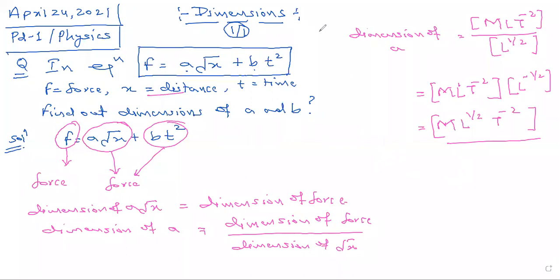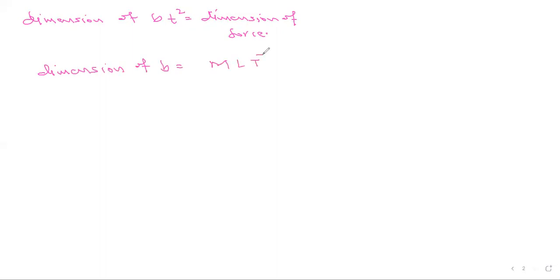Then you see dimension of, here I am drawing a separation, or we should go for another page. So the dimension of Bt square should be the dimension of force. So if I write directly, dimension of B should be mLT minus 4. Is this clear to all? Yes, sir.